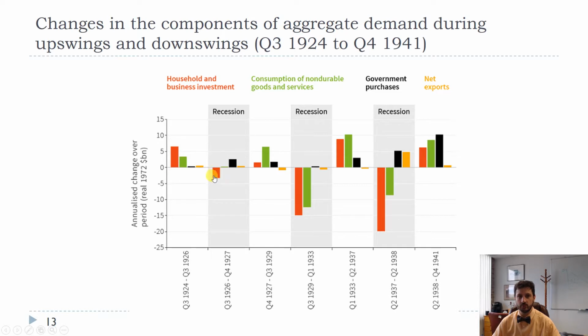You can see that household and business investment fell by 3.5–4%. But then the economy recovered, consumption went up, investment went up, government purchases went up a little bit, net exports fell a little bit. And then we entered really the worst part of the Great Depression, which was from 1929 to 1933. And you can see that business and household investment fell by 15%. Consumption of non-durable goods and services fell by almost as much, about 12%.